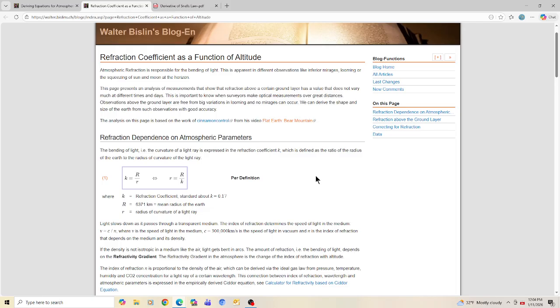You have to realize that anytime you see little k, you are talking about a coefficient. This is a calculation based on two values which, if you come from a flat earth community, you would have to say the radius of the earth is an assumption by the globe community. Secondly, the radius of the curvature of the light ray.